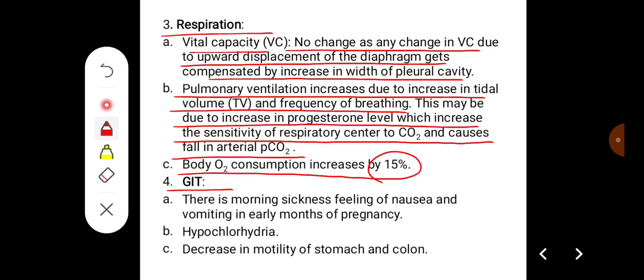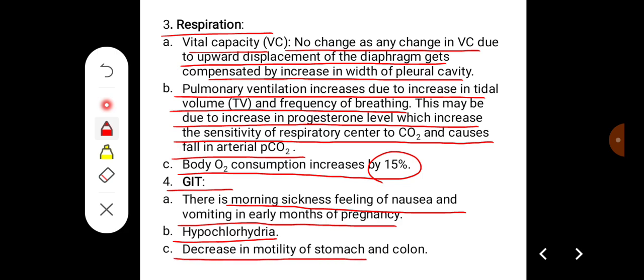Their action on GIT: there is increased morning sickness, feeling of nausea and vomiting in early months of pregnancy. So there can be hypochlorhydria, and there can be decrease in motility of the stomach and the colon because of the effect of progesterone.